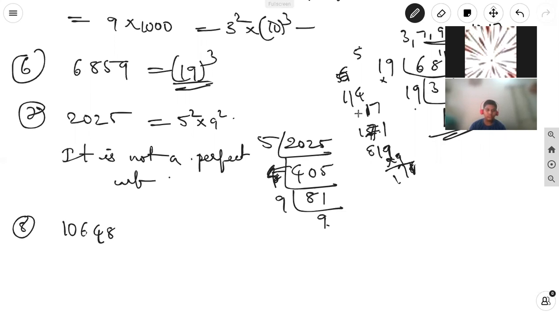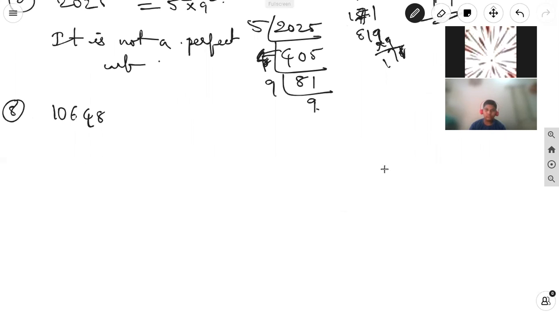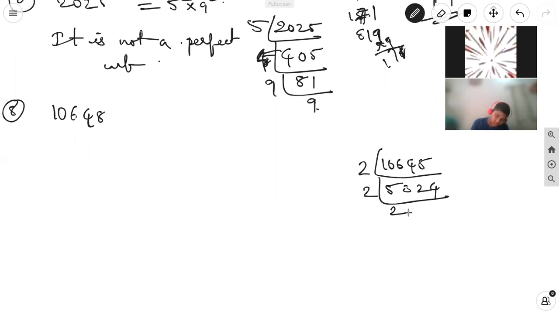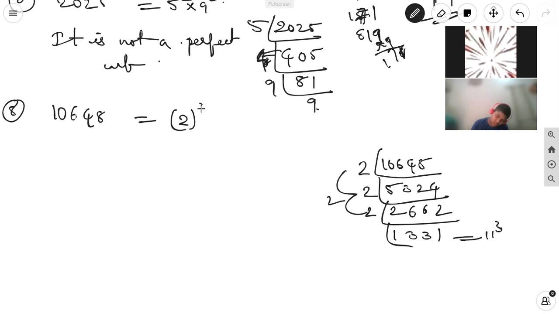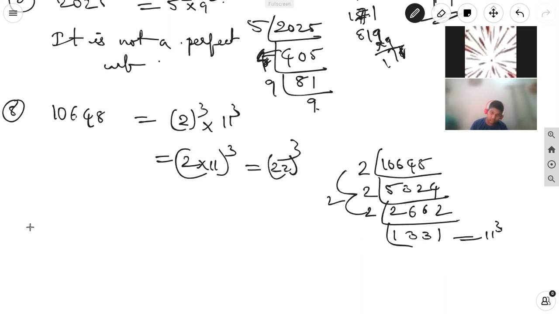10,648, the eighth one. Do prime factorization. 10,648 divided by 2 gives 5,324, then 2,662, then 1,331, which is equal to 11 cube. And this is in triplet too. It is equal to 2 cube into 11 cube, that is 2 into 11 whole cube, equal to 22 cube. So it is a perfect cube.